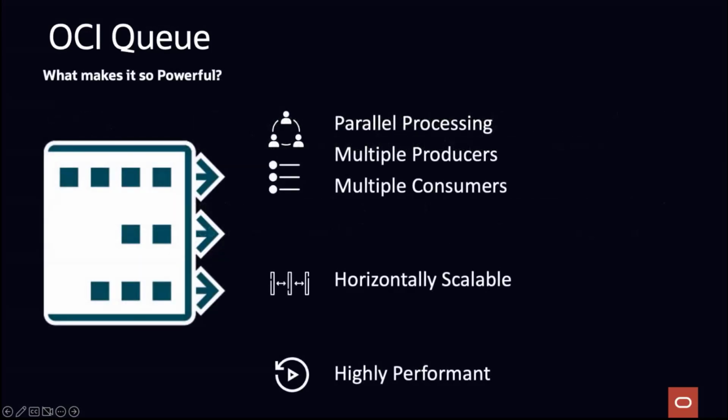Next, we're going to look at what makes the queue service powerful. The queue service gives you parallel processing. So you can have multiple producers producing messages into the queue, and multiple consumers consuming messages from the same queue. It also enables horizontal scalability, and this scalability is done automatically for you. And the queue service is also highly performant.